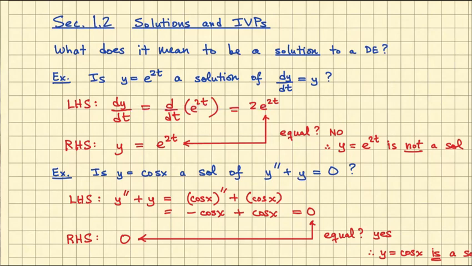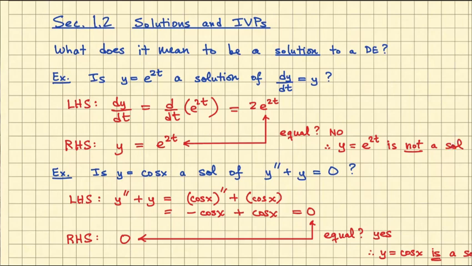Let's independently check what the right-hand side is. The right-hand side in this differential equation is just y, and then we plug in what we are proposing y is. y is e to the 2t, so we plug that in. There's nothing more to do, so we stop here, and now the question is, are these two equal? No, they're not equal, and since they're not equal, the original function, y equals e to the 2t, is not a solution to the differential equation.